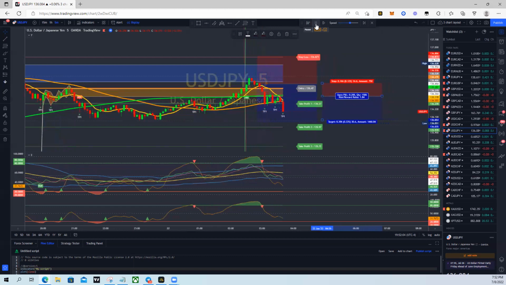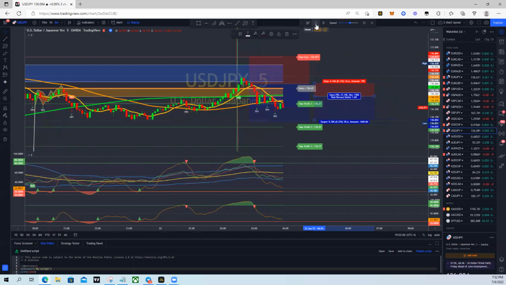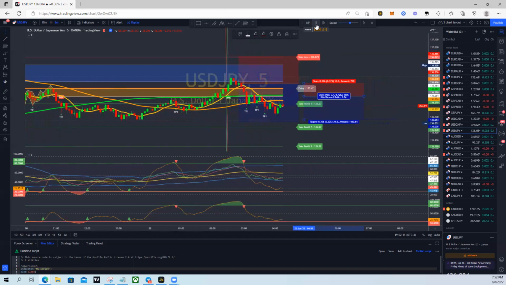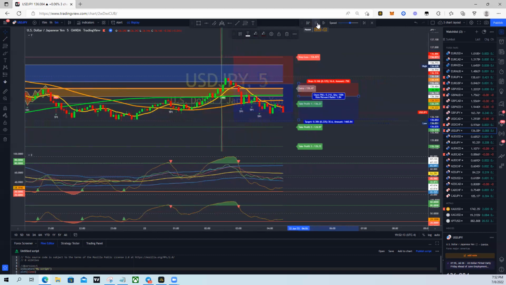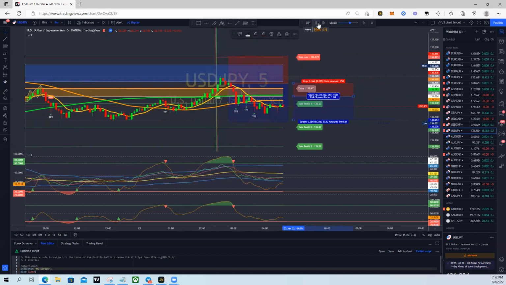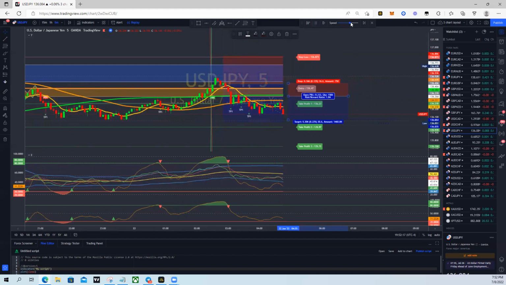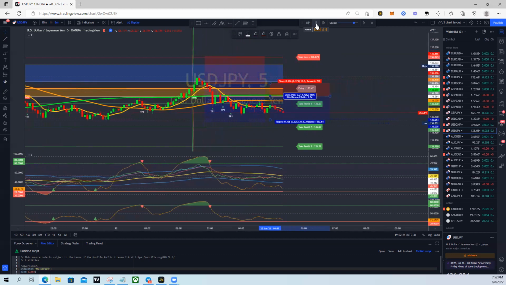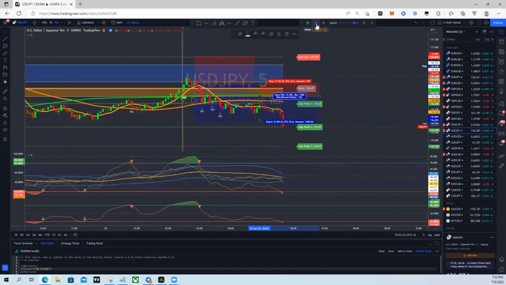Retest at a session key. Let's see if we can get our 20 pips each trade. Right now, both of them are in profit. Speed it up a little bit. Inching closer. There we go.